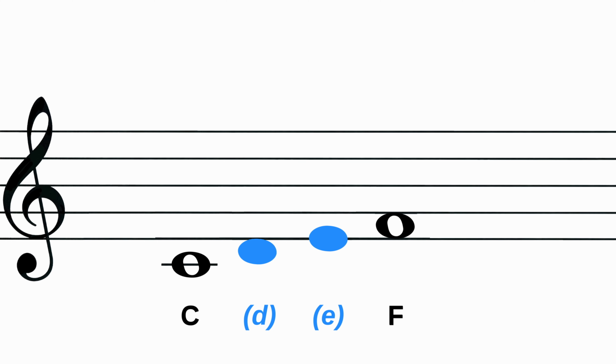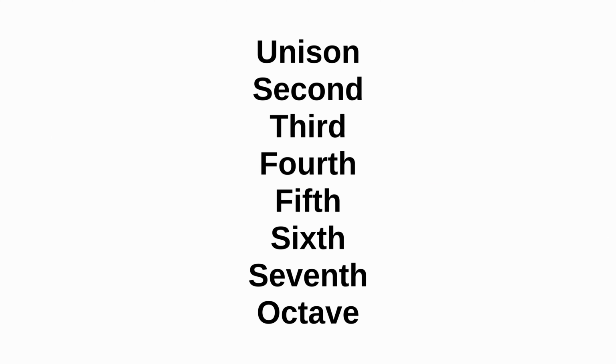We describe intervals using numbers depending on how many letter names of the musical alphabet there are between the two notes. For example, the notes C and F are two letter notes apart, and so is an interval of a fourth. Here are all the basic intervals.